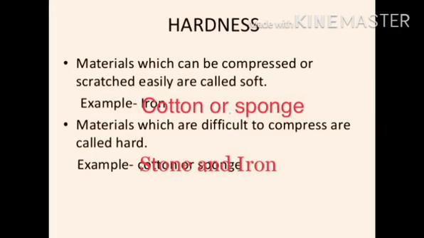Materials which can be compressed or stretched easily are called soft. Example, cotton or sponge. Materials which are difficult to compress are called hard. Example, stone and iron. You know that diamond is the hardest known material. Diamond can cut glass and diamond is a non-metal.